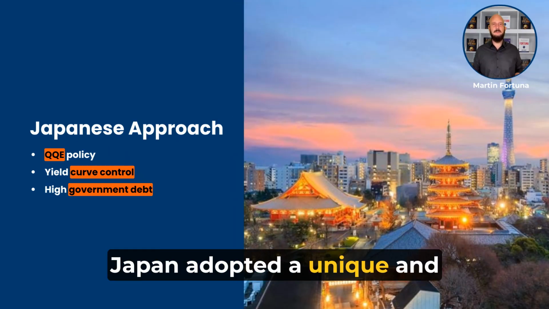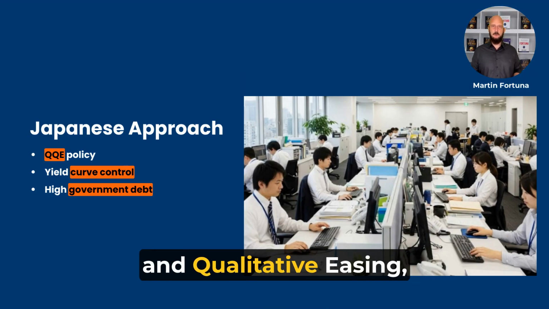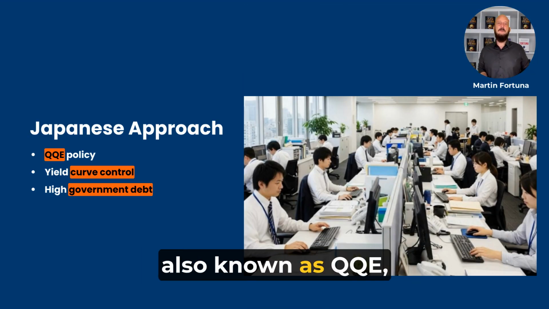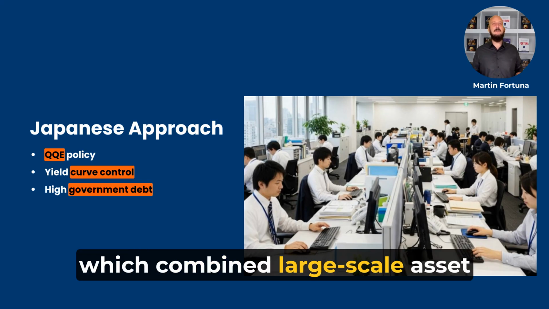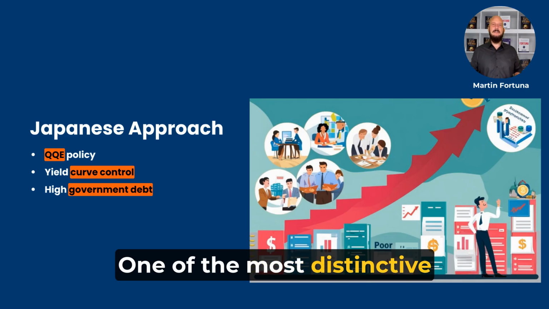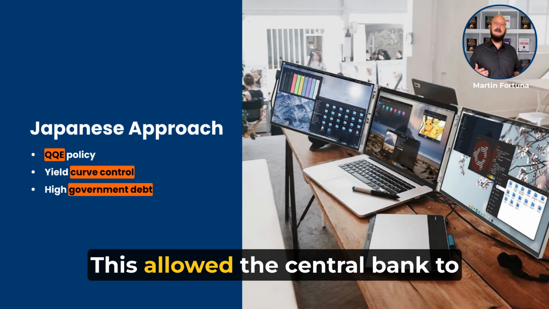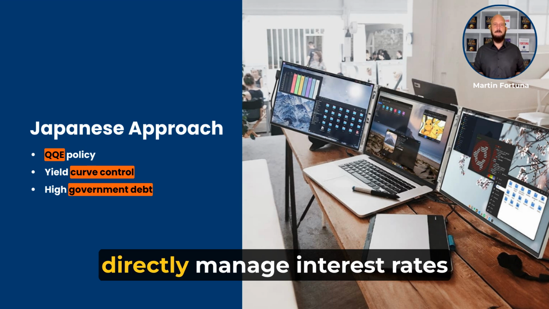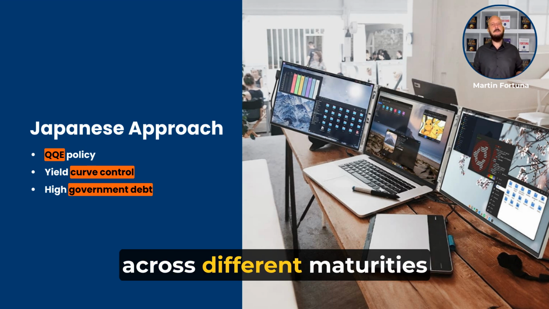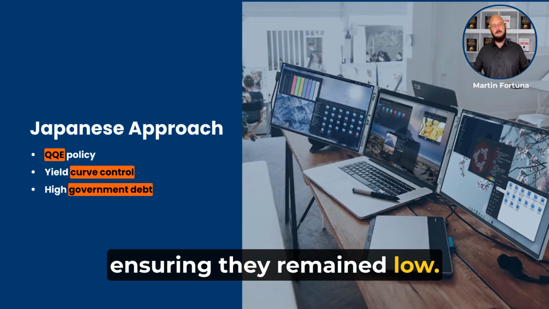Japan adopted a unique and long-term approach to monetary policy. It introduced quantitative and qualitative easing, also known as QQE, which combined large-scale asset purchases with additional policy tools. One of the most distinctive strategies was yield curve control. This allowed the central bank to directly manage interest rates across different maturities of government bonds, ensuring they remained low.